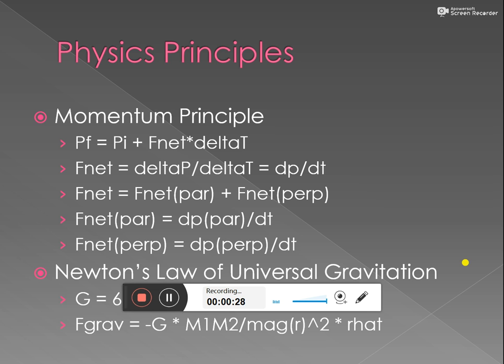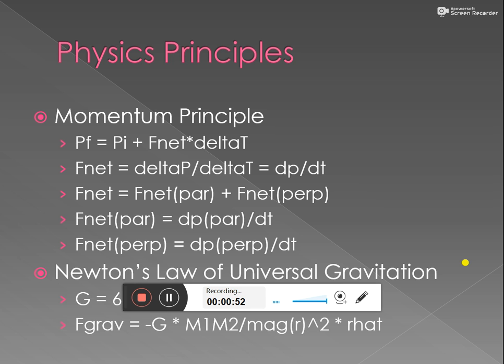Some of the principles we used in this lab were the momentum principle. So we have that the final momentum is equal to the initial momentum plus F net times delta t. And then we also know that F net is equal to delta p over delta t. In this case, we actually had to use F net in the parallel direction and F net in the perpendicular direction. The formulas for that are shown below.